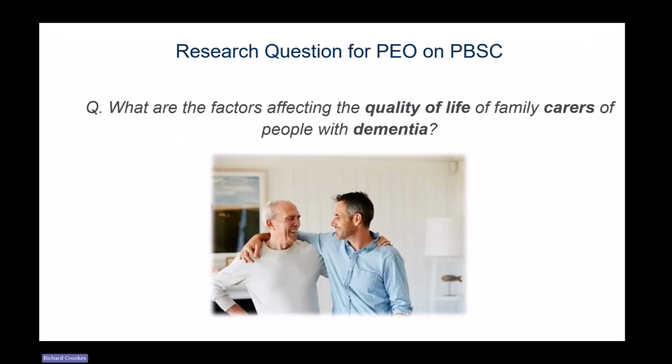So in terms of this particular webinar, we are looking at a particular research question for the PEO framework. Again, I'll come to that in a moment, but this is the question that we're going to explore. What are the factors affecting the quality of life of family carers of people with dementia? So at the beginning here, you can see I've highlighted some key elements in relation to this particular framework. We've got quality of life, we've got carers, and also dementia as the condition. So in a sense, we've got the three elements already identified here.